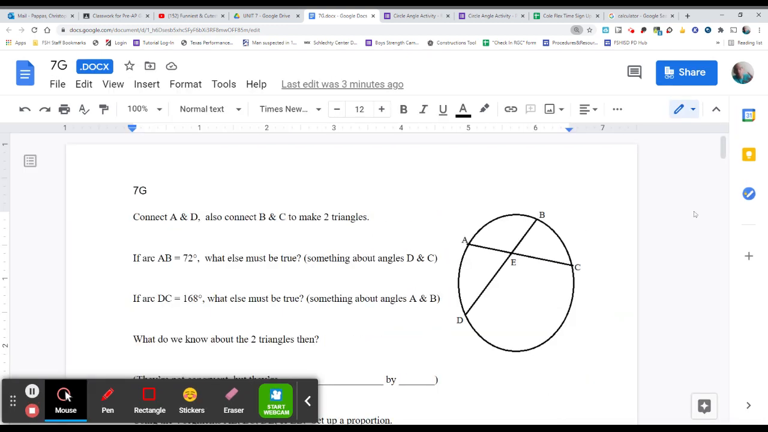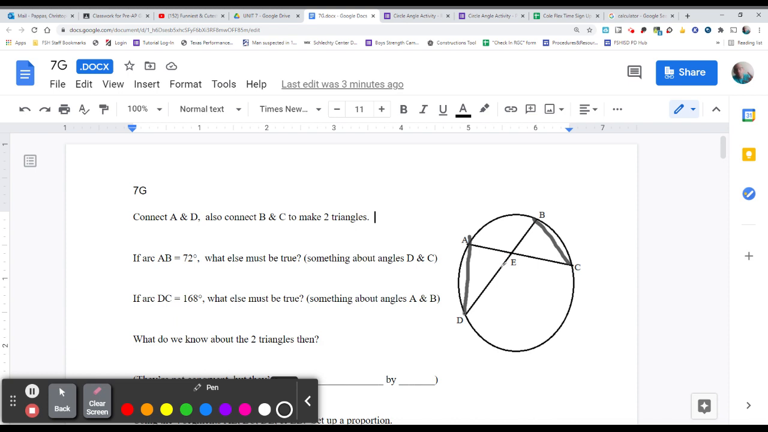So here on our 7G notes, first of all, we have two chords. We have chords AC and BD, and there's something that we're going to see with these chords. The first thing that we're going to do is connect B and C, and connect A with D. So we're going to make two triangles here. B is going to connect with C, and A is going to connect with D. Okay, so we have these two triangles right here.